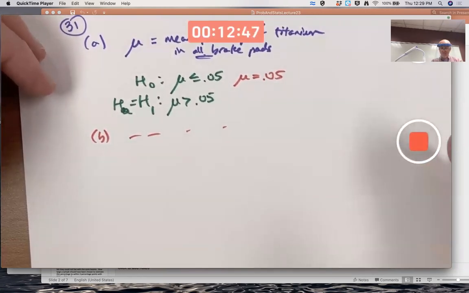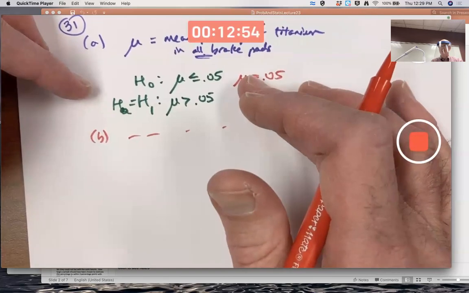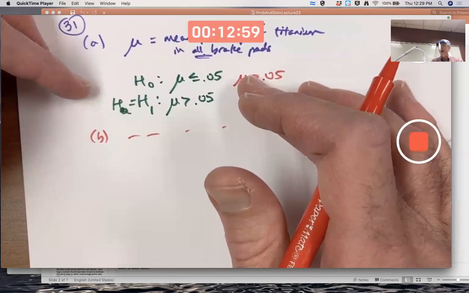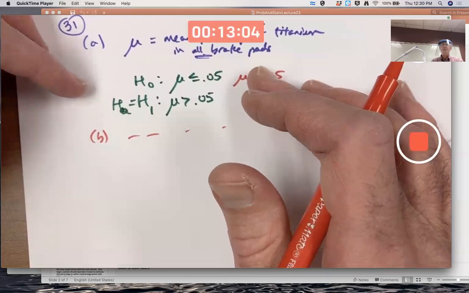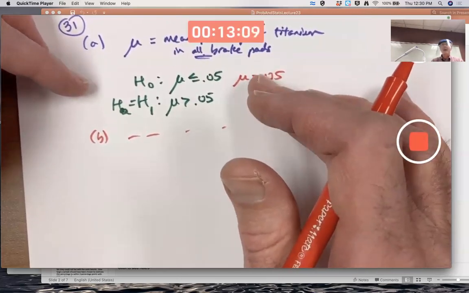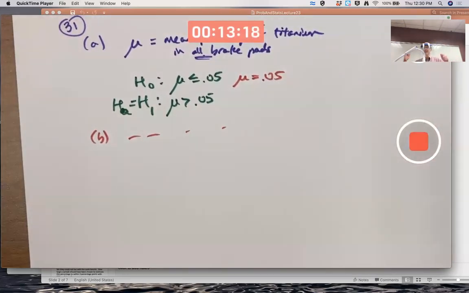Type 2 error, you fail to reject the null when you should have. The null is false, the alternative is true, but you did not reject the null. So that gives you the impression that things are fine when they're really not. The brake pads have more titanium than you think they do, maybe a dangerous amount of titanium, when you think everything's fine. And so that leads you to not intervening when really you should, and that causes brake failures, it causes accidents, people die. Okay, you can hypothesize all sorts of consequences of these things.